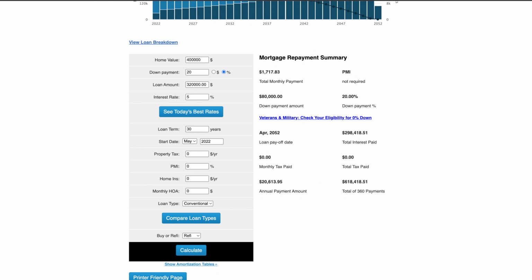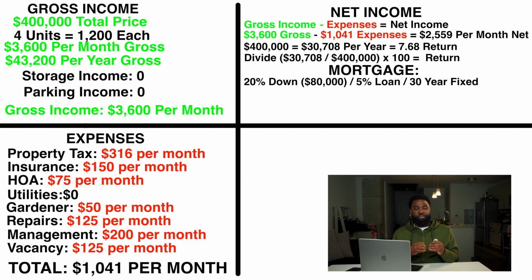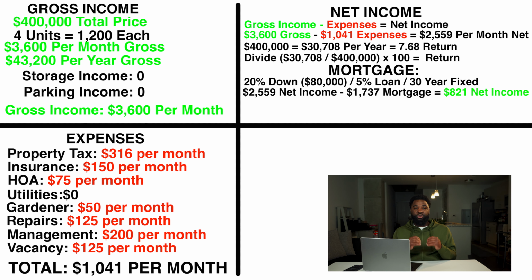As you can see here, if I put down 20%, which is pretty much a conventional loan, on the $400,000 purchase price, we would actually be out of pocket $80,000. And let's say the loan is a 30-year fixed rate loan at 5%. So now to figure out what the net income will be, we would subtract the mortgage from the net income that we previously had. So I'm pretty sure you remember the net income was $2,559. So we're going to subtract the mortgage from that, and we would actually have a new net income amount of $821.